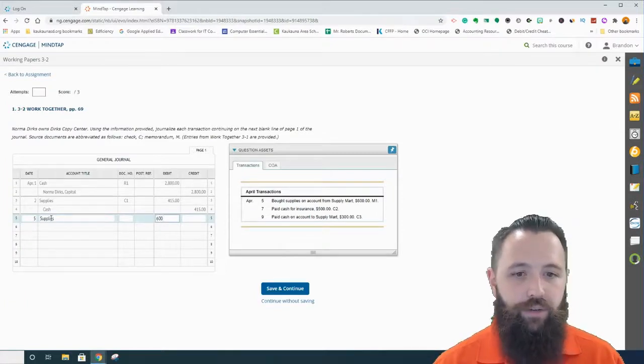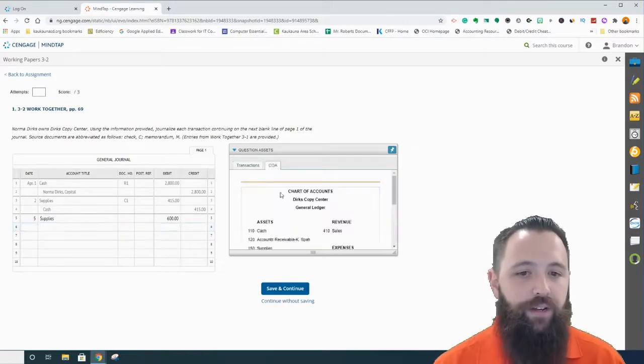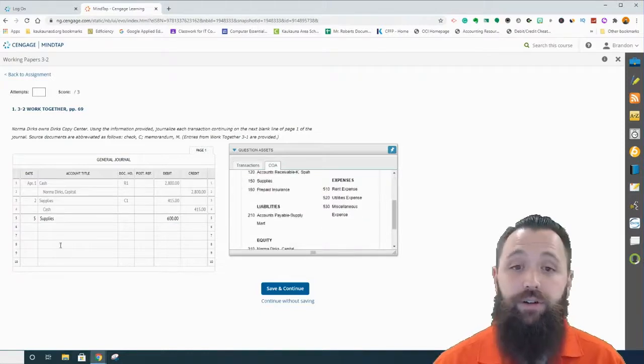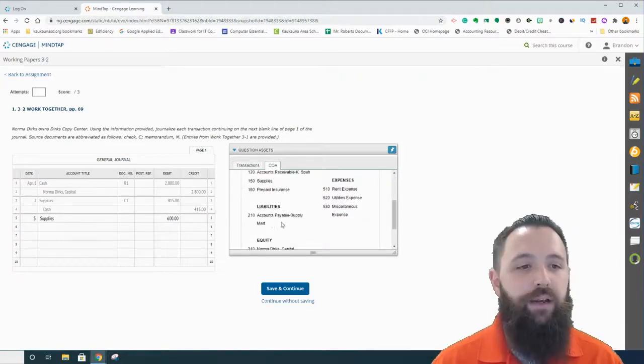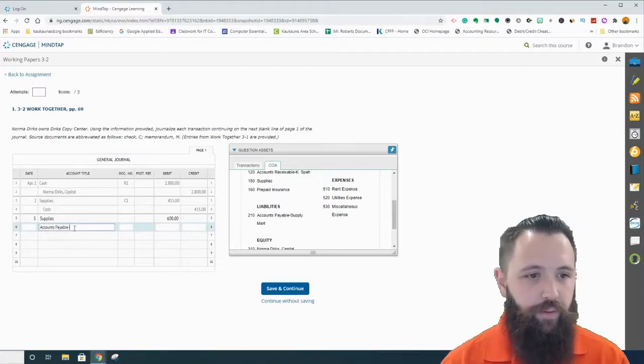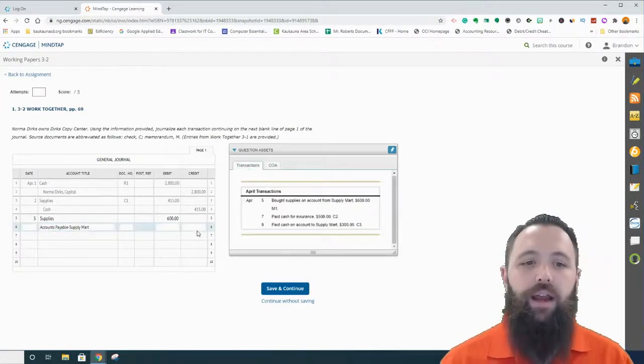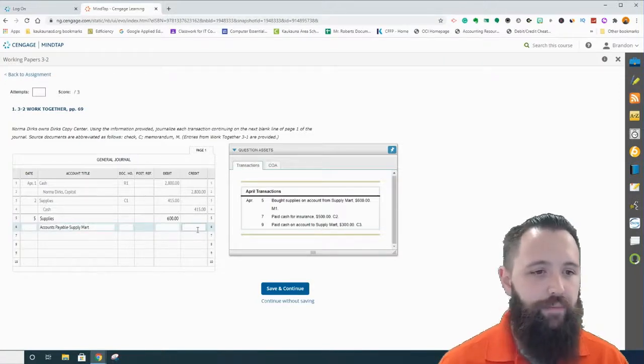And what's the other account that's going to be affected? On account. So we bought supplies on account. That means my accounts payable is going to have to increase. So I look here and it's called accounts payable Supply Mart when I go into my chart of accounts. And my accounts payable is a liability. I need to increase that because I owe them more money, and I increase liabilities on the credit side. Last step that I have is my source document and it's going to be memorandum, so M1.